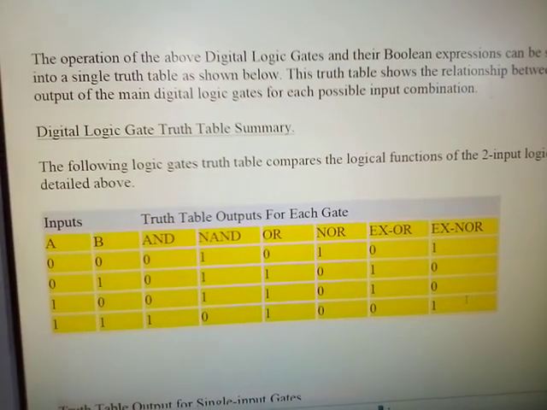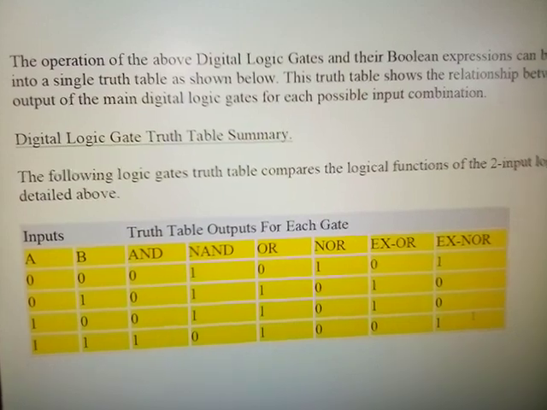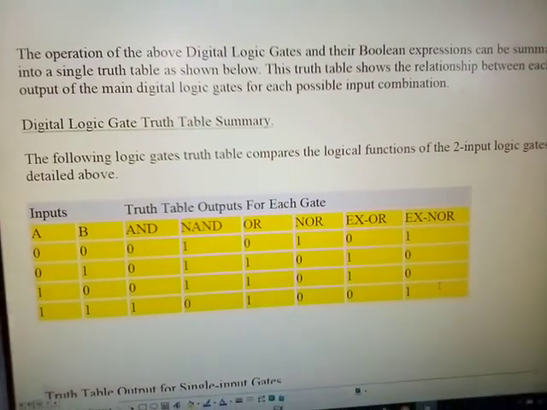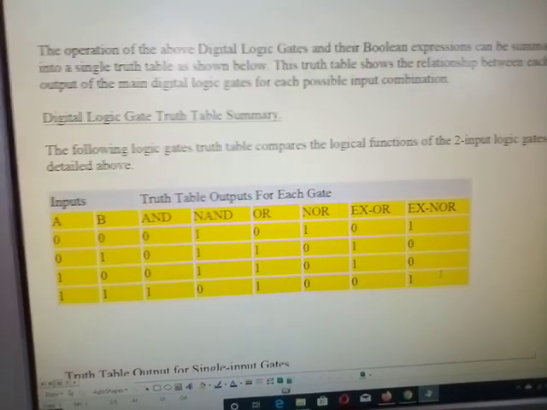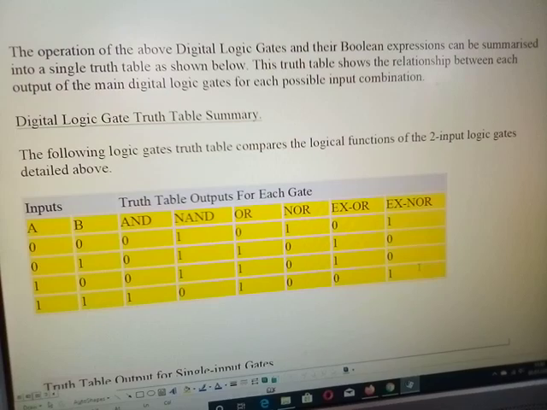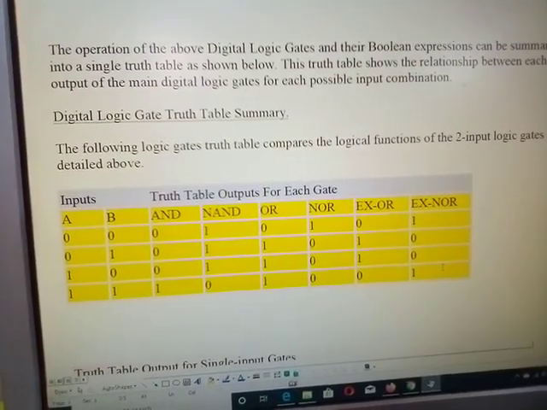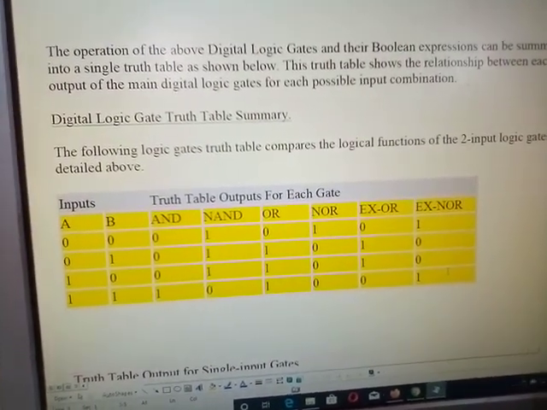Now again, write out your truth tables. Get familiar with the input for each gate. So I'm just panning back a bit, just to make sure we can get it all in.